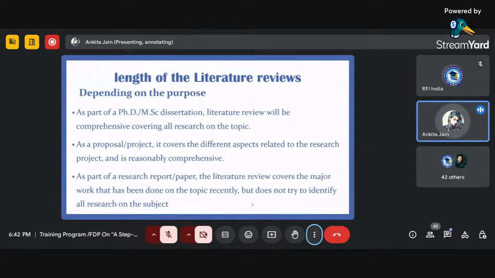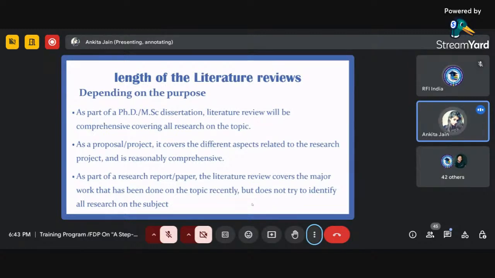Now, the length of the literature review. Generally, people ask how many pages we should write in the literature review of a thesis or research paper. There is no page limit, right? It's not that you should write only 5 or 6 pages. It's all about how much your topic requires.